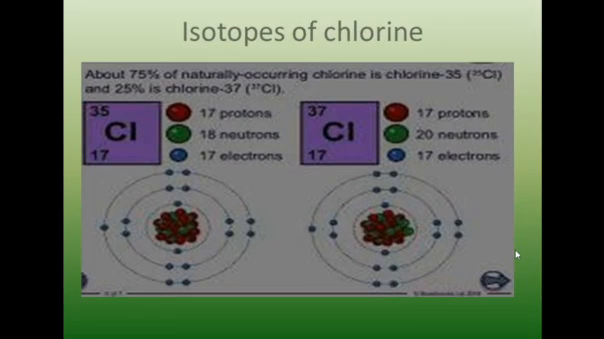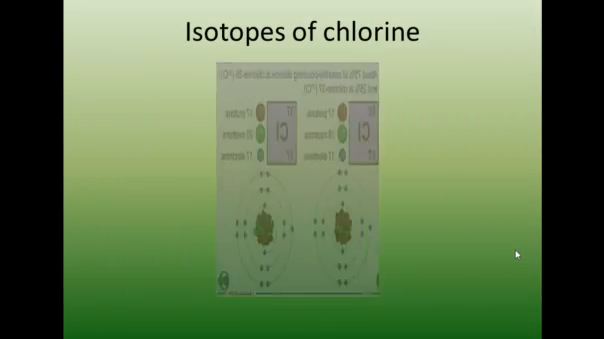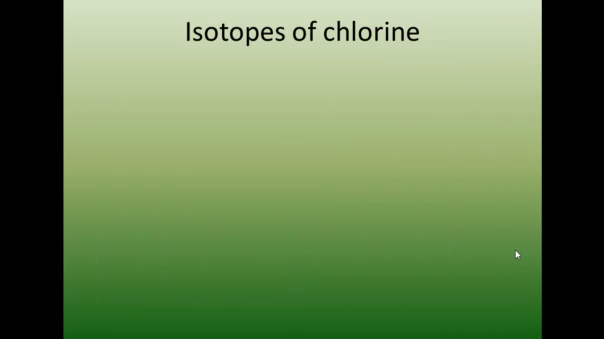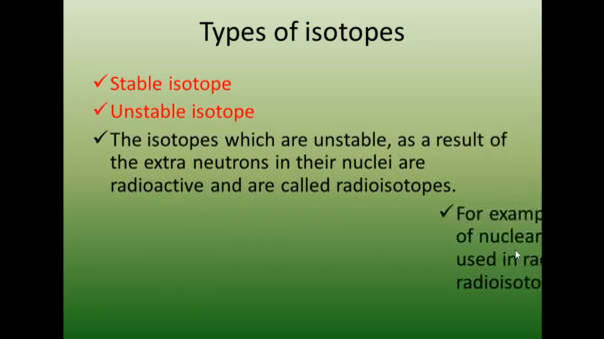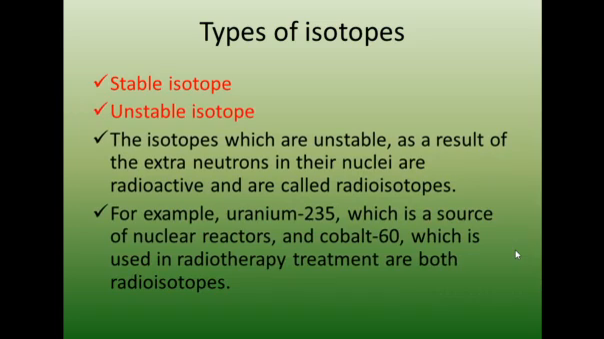Similarly, chlorine has chlorine 35 and chlorine 37. The mass numbers are 35 and 37. So it is also an example for isotopes. Isotopes are nothing but atoms with the same atomic number but different mass number. There are two types of isotopes. What are they? Stable isotopes and unstable isotopes. As the name itself says, a stable isotope must be stable. For example carbon and chlorine are called stable isotopes.